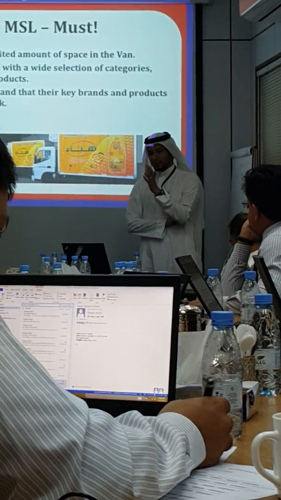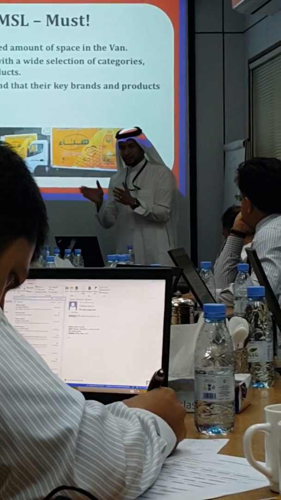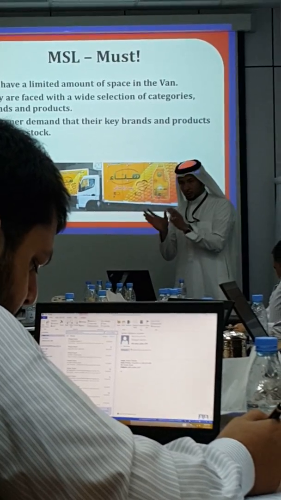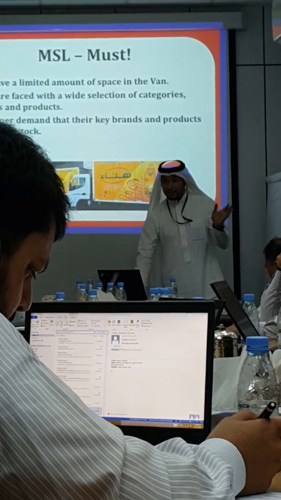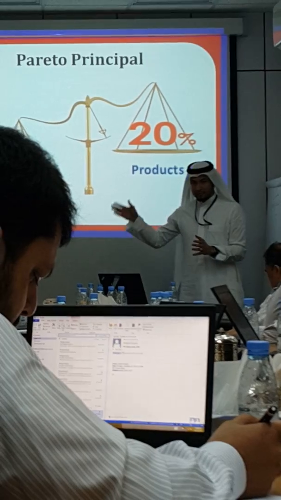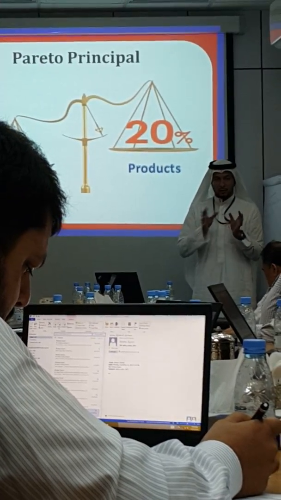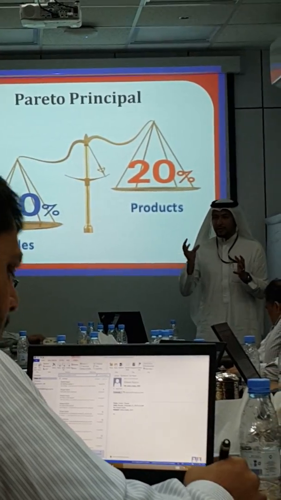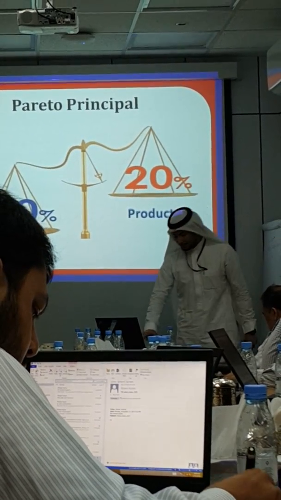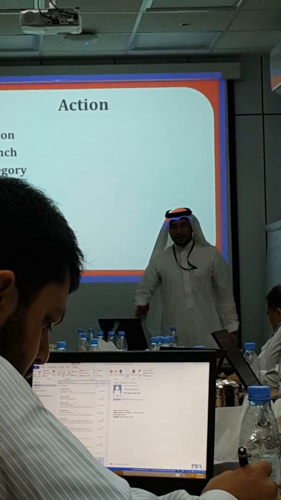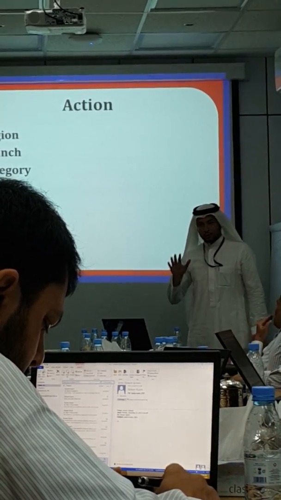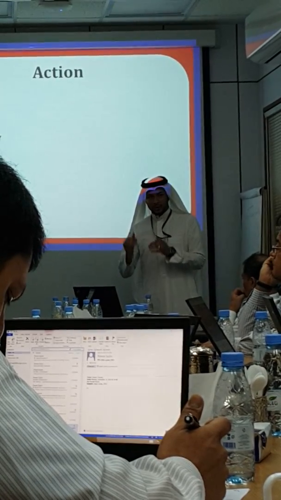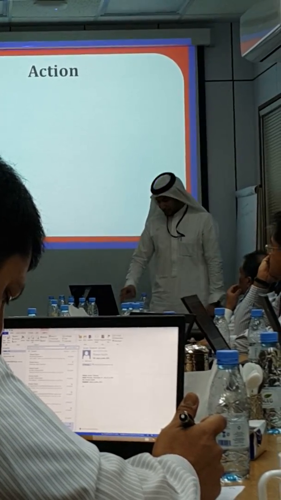We need to best utilize the space of the van to focus on the core SKUs, the SKUs that are generating 80% of the sales. So what I follow is the Pareto principle, that we should focus on the 20% of the products that generate 80% of the sales. What is the action taking place? As you all know, we have 5 regions, and within the regions we have different branches, and within branches we look through the categories.